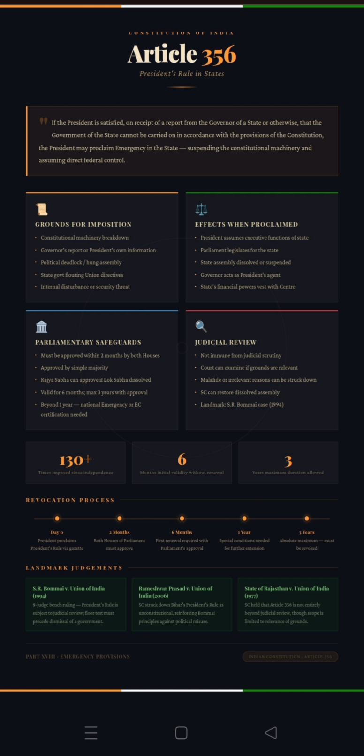There have been multiple judgments prevailing that ensure that this power is not misused. You can go through them. One in particular is the Bommai case of 1994.